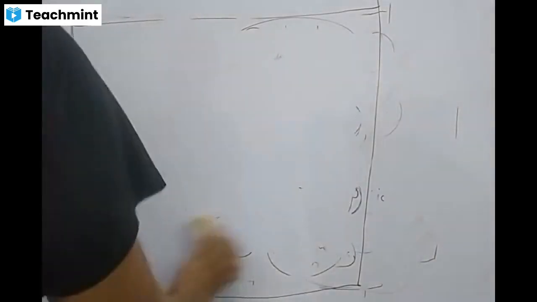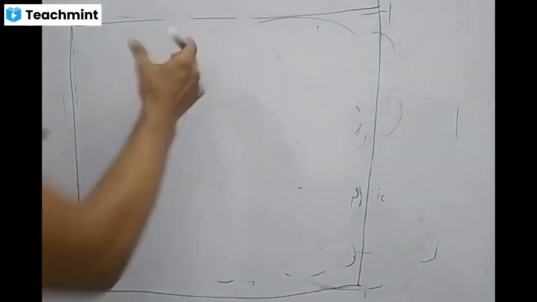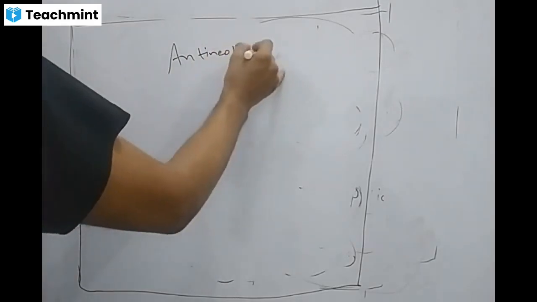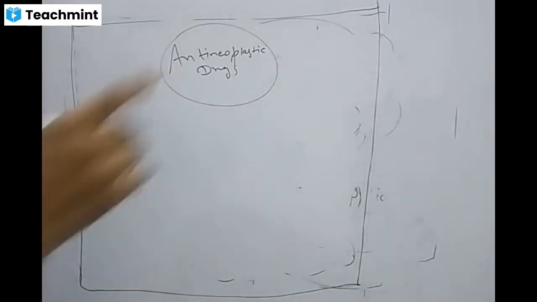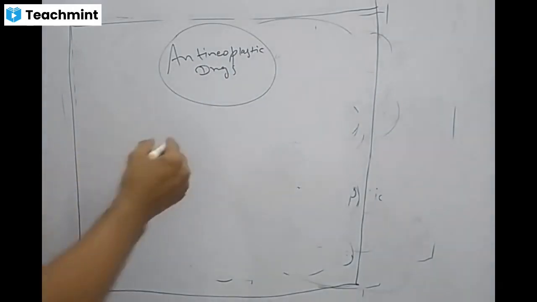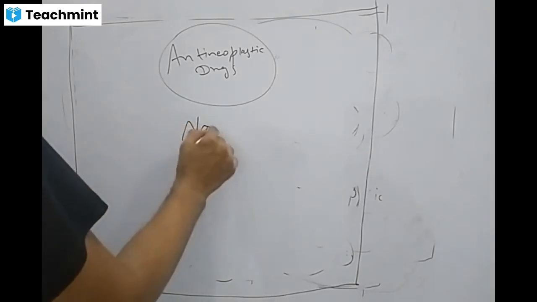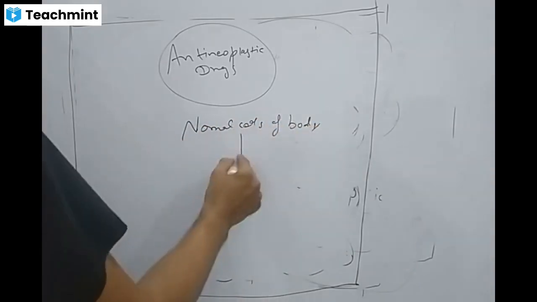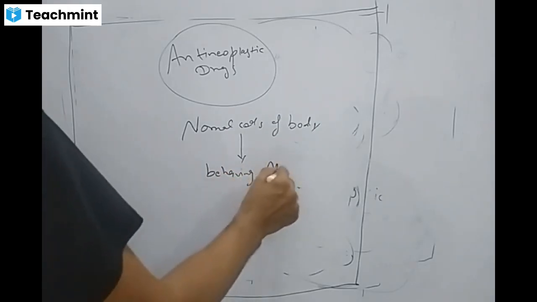protozoa, and other things. The second important thing related with the definition is anti-neoplastic drugs. They are also included in the definition of chemotherapy. There are two reasons for that. These are the normal cells of the body which start behaving abnormally.